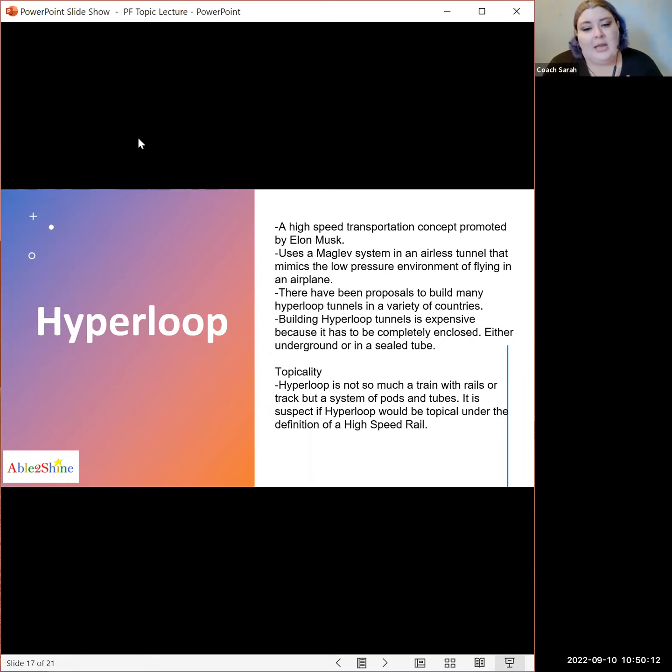And essentially what Hyperloop is, it uses the magnetic levitation system, so magnets floating, but in an airless tunnel that is completely sealed. And it mimics, in theory, the low pressure environment that you see at the high altitudes where planes fly. The purpose of this is to completely or nearly eliminate air resistance, so the trains can go as fast as they possibly can down the line.